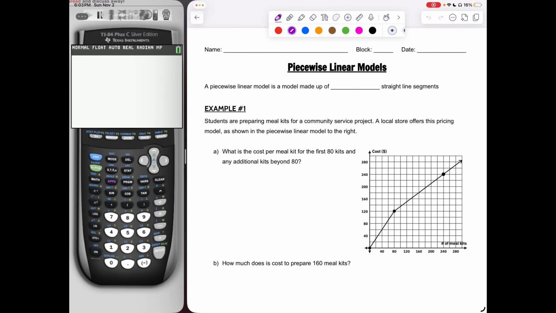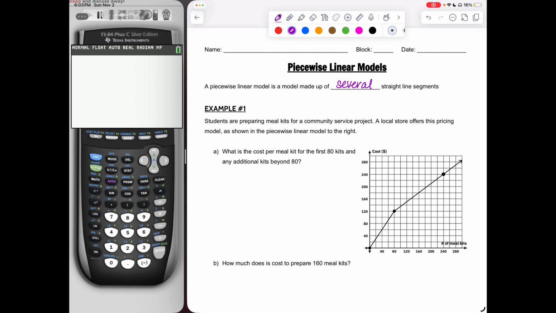Hello, today we're going to talk about piecewise linear models. A piecewise linear model is a model made up of several straight line segments. So, let's look at our first example.